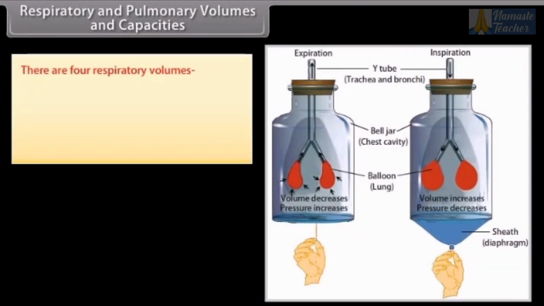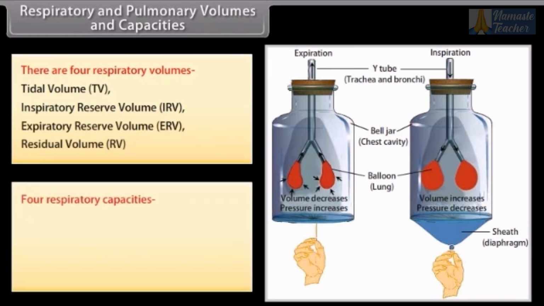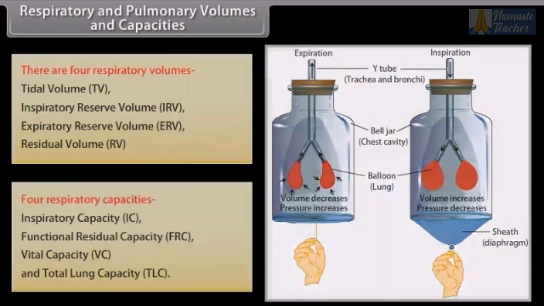Respiratory and pulmonary volumes and capacities. There are 4 respiratory volumes: tidal volume, TV, inspiratory reserve volume, IRV, expiratory reserve volume, ERV, and residual volume, RV, and 4 respiratory capacities: inspiratory capacity, IC, functional residual capacity, FRC, vital capacity, VC, and total lung capacity, TLC.